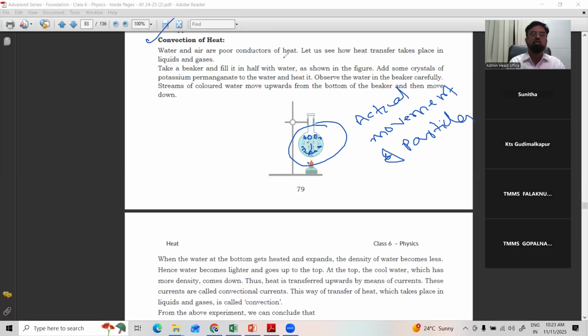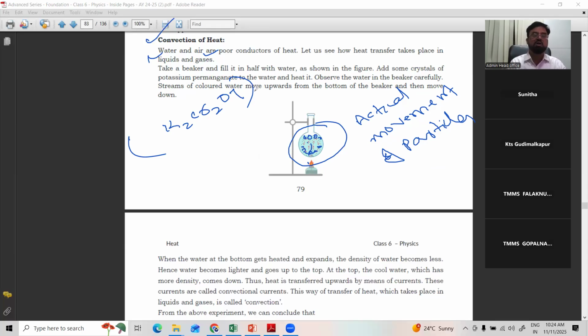Water and air are poor conductors of heat. Let us see how heat transfer takes place in liquids and gases. Take a beaker and fill it half with water, as shown. Add some crystals of potassium permanganate, KMnO4, to get color in the water, and heat it. Observe the water in the beaker carefully.